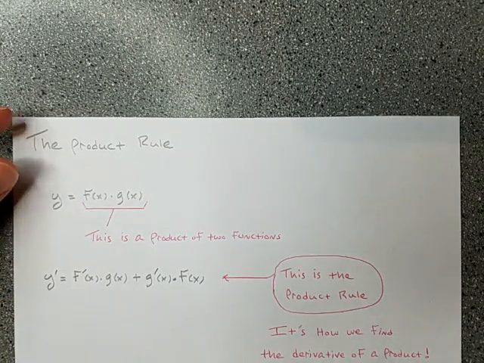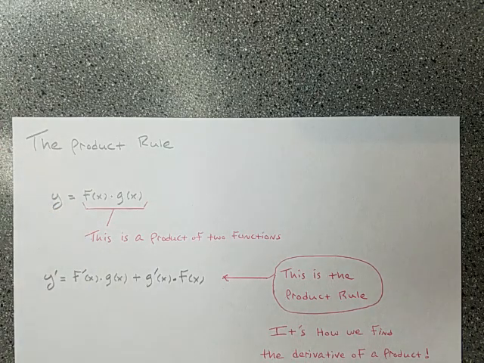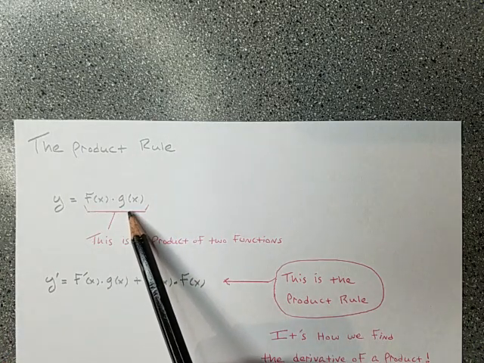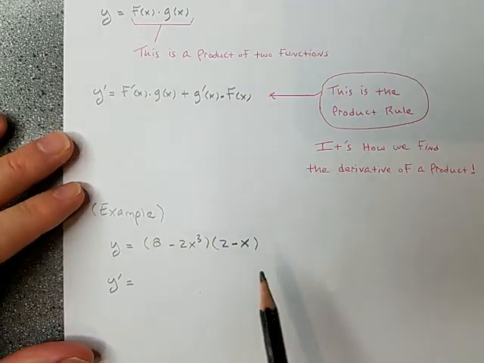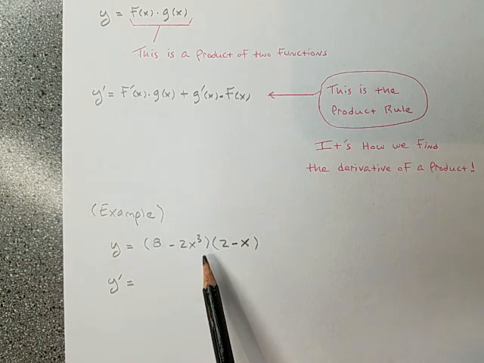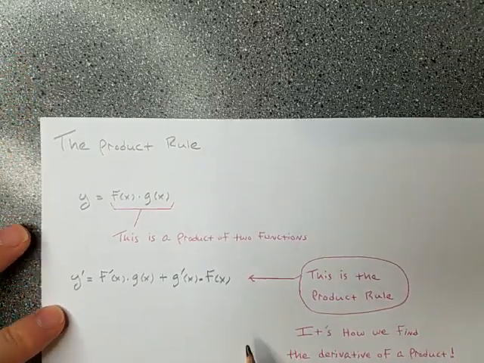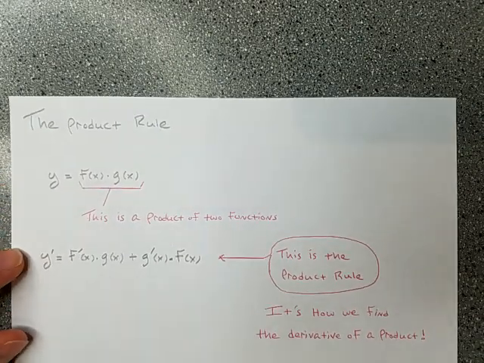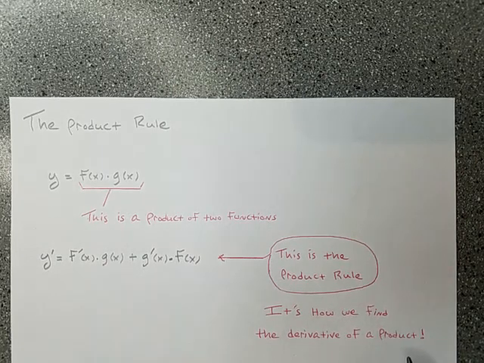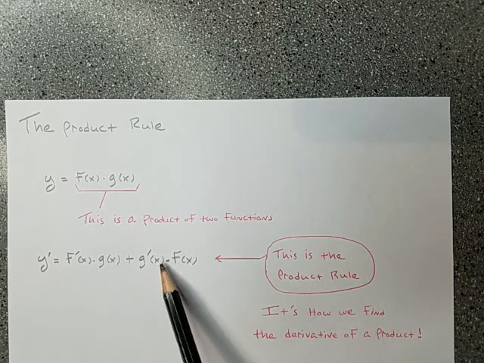The product rule is how you take the derivative of a product of two functions. So I might look at this like function f times some other function g. All right? Kind of like, say, my first problem. The first function is 8 minus 2x to the third power and times this other function, which is 2 minus x. All right? So let's call those functions f and g. Here is how you find the derivative of a product, f times g. It's f prime times g plus g prime times f.